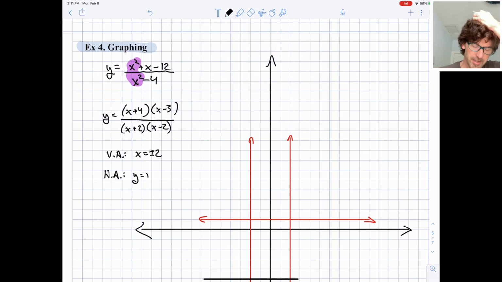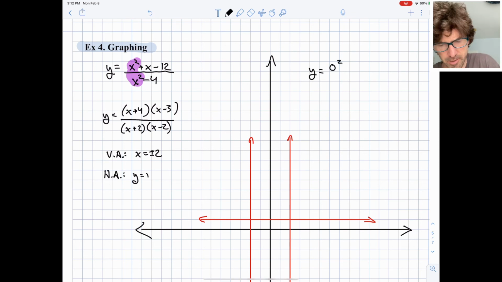I like to think about a y-intercept next. In other words, what is y going to be if x is 0? So let's plug in 0 for x. I'll do it over here. y equals 0 squared plus 0 minus 12, over 0 squared minus 4. I hope you can see our y-intercept becomes minus 12 over minus 4, which is 3. So we have a y-intercept of 3.